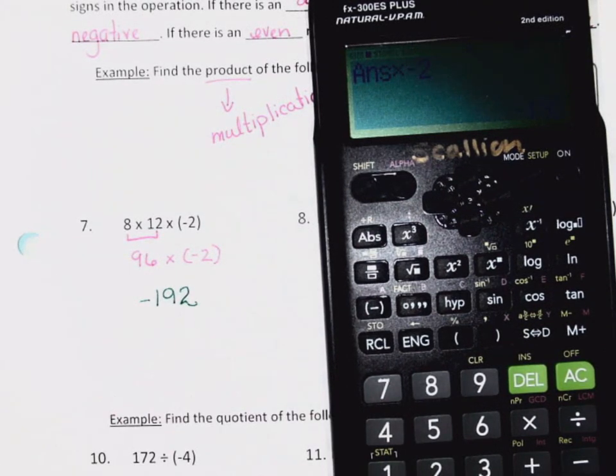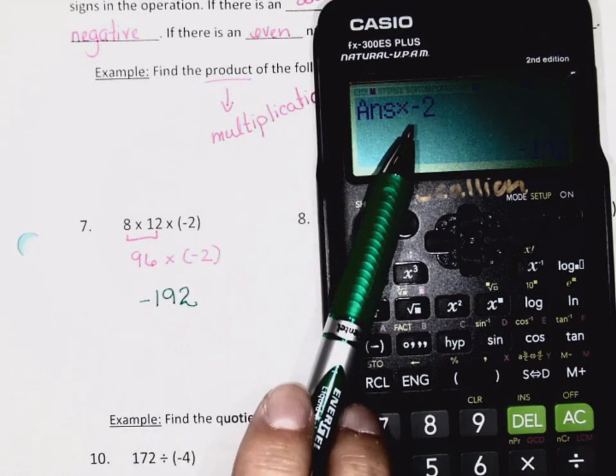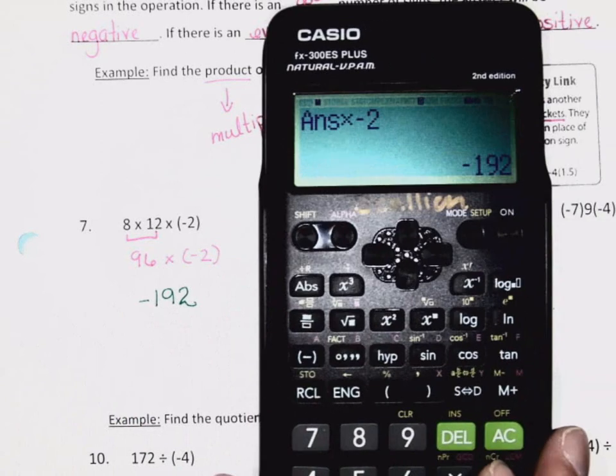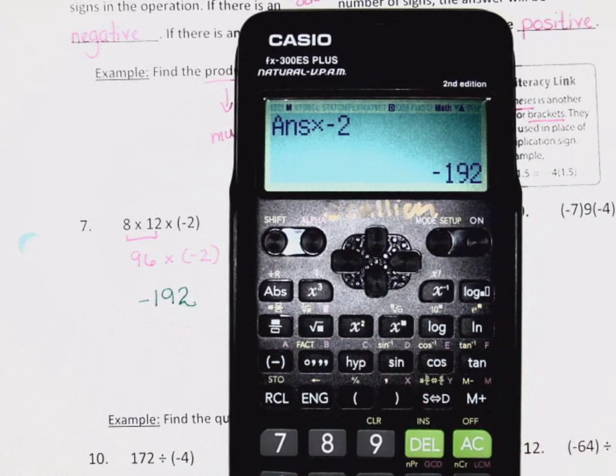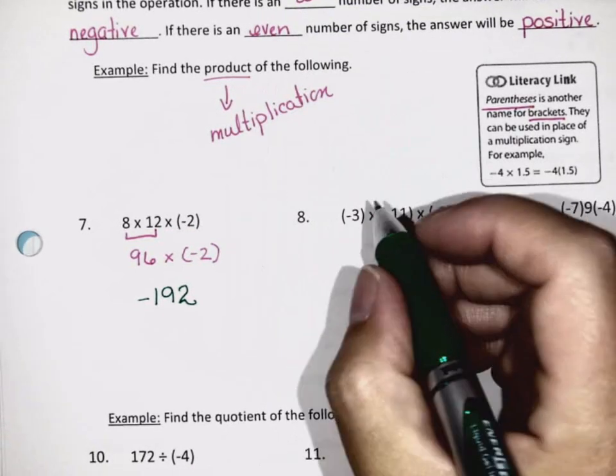Lots of times, even in my grade 12 class, I give little hints on how to check. If you know stuff about numbers, you know if your answer makes sense or doesn't make sense. You have to be smarter than your calculator because calculators do all kinds of weird stuff. You know your answer should be negative, so this should be negative. If this came out as a positive, I'd be like, that doesn't make much sense. Let me try again.